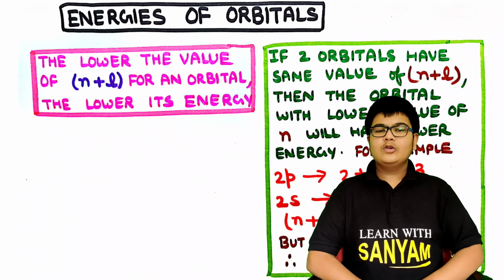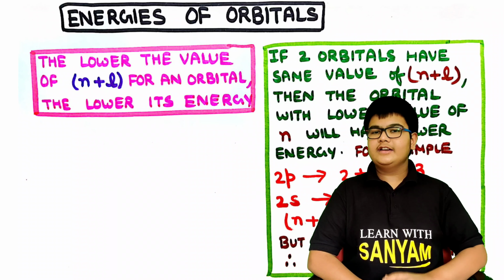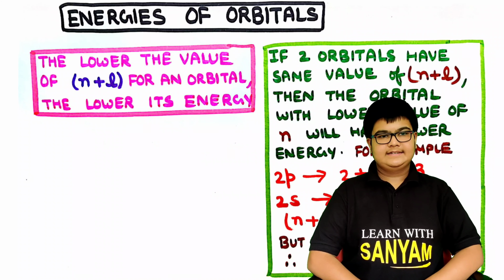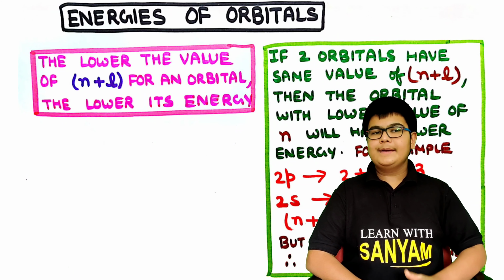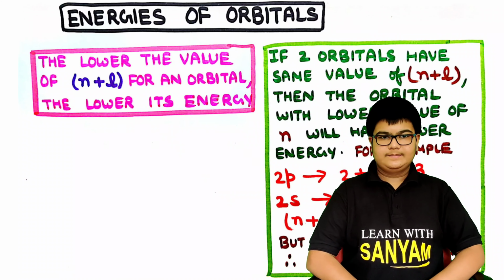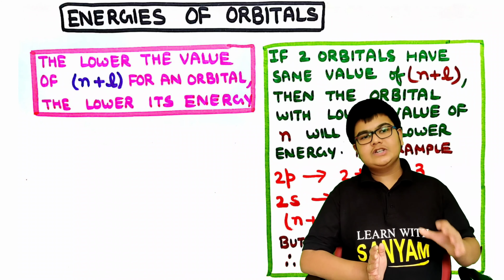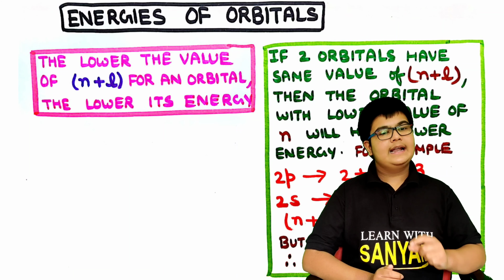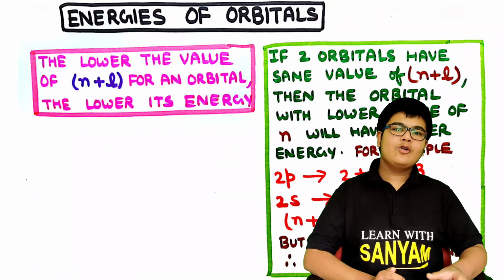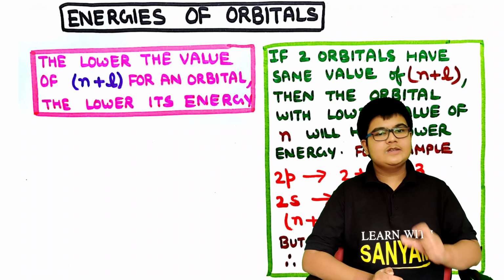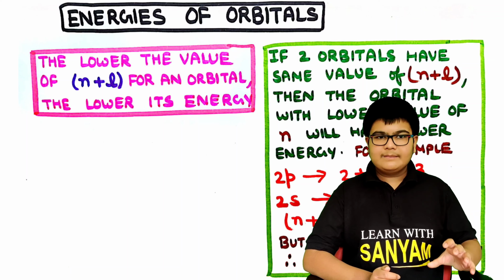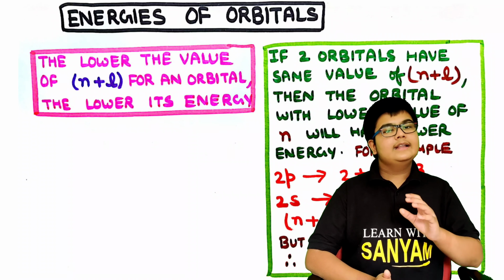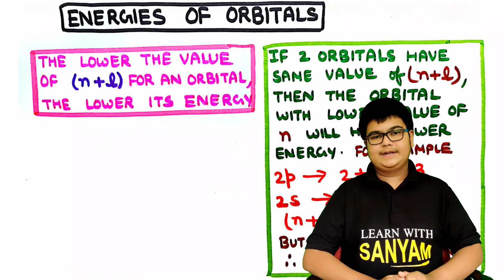For finding out which orbital has lower energy, we have a few rules. The lower the value of n plus L for an orbital, the lower its energy. In the previous lecture we studied quantum numbers, n, that is the principal quantum number, and L, that is the azimuthal quantum number. So the lower the value of principal quantum number plus azimuthal quantum number, the lower the energy of the orbital.